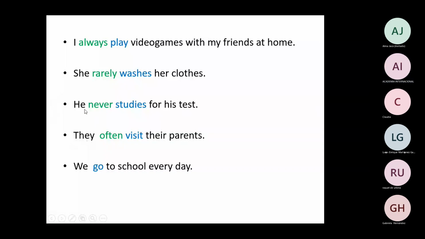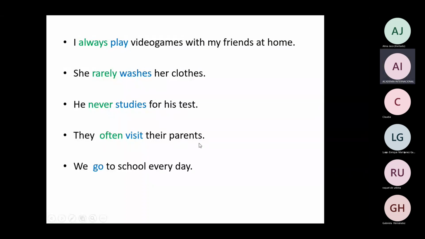The number 3. He never studies for his test. So, el verbo en realidad es study nada más, con la Y, letter Y, pero en este caso la eliminé y le agregué S. He never studies for his test. Él nunca estudia para su examen. No dije que eso es algo que está pasando ahorita, sino que, en este caso, never transmite un significado negativo. Never. He never studies for his test.